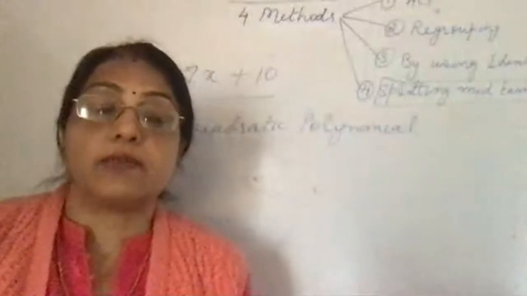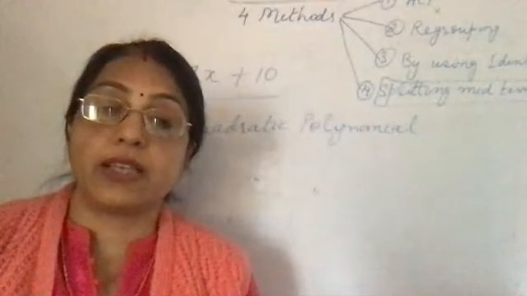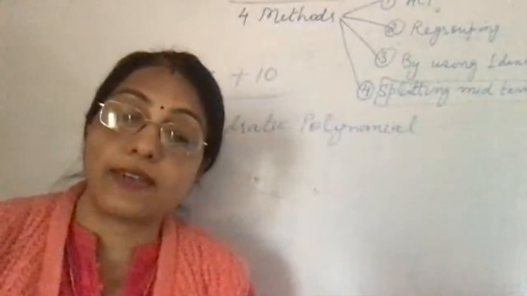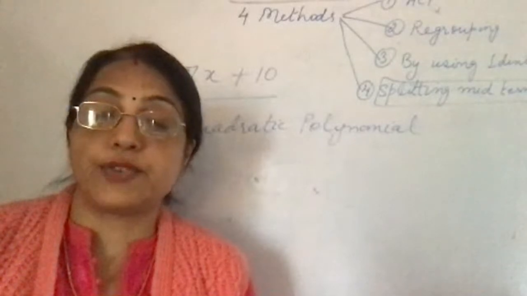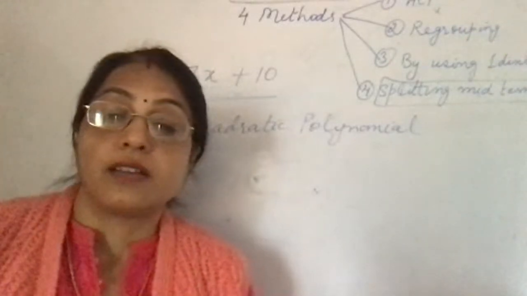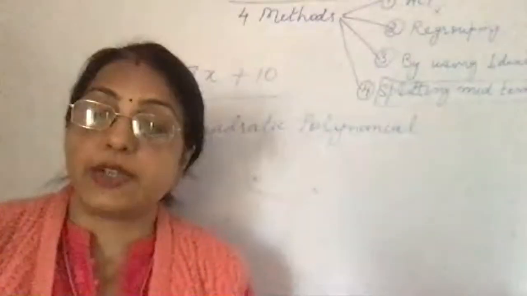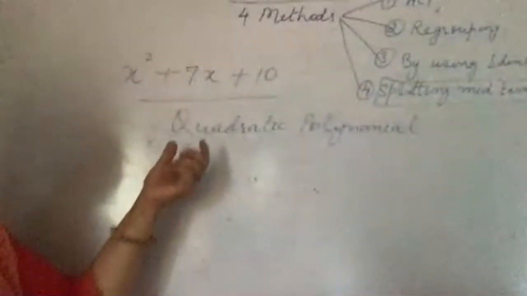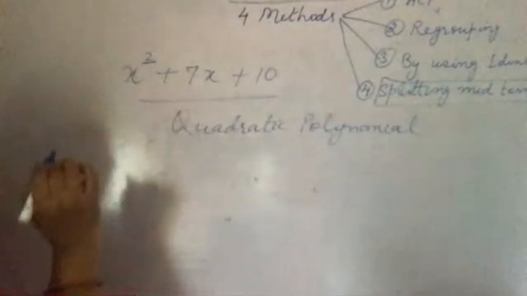What is a quadratic polynomial? Now tell me, which polynomial do we say is a quadratic polynomial? Yes, Anushri, if you know, say the right answer. A polynomial of degree 2. Perfect. And what is the degree? The highest power of the variable.